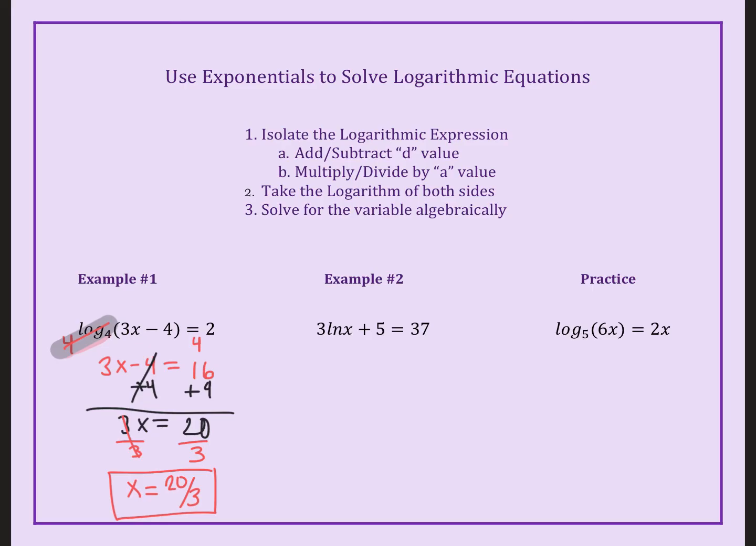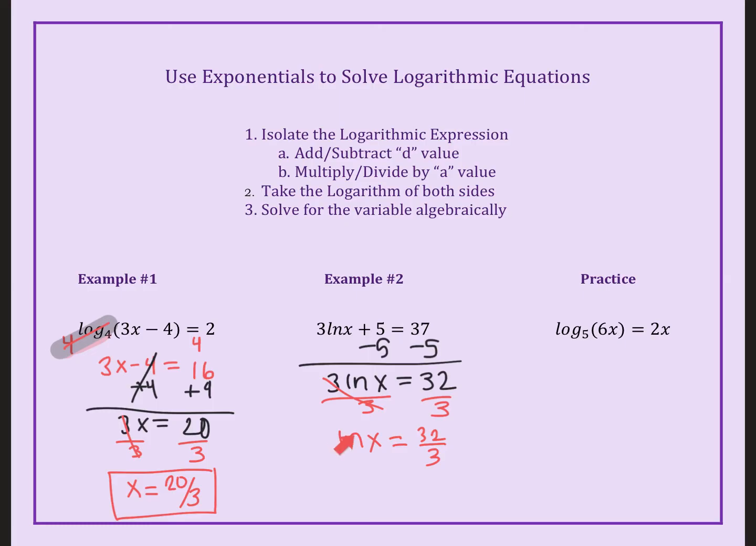Example number 2, first I'm going to subtract the d from both sides, so minus 5 from both sides. And I get 3 natural log of x equals 32. Divide by 3 on both sides. Okay, the natural log of x equals 32 over 3. Well, I can't reduce that, and I really don't like this fraction, but it's what I have.